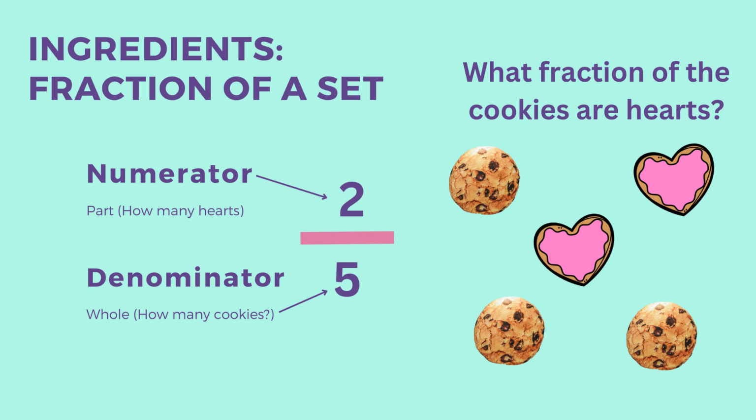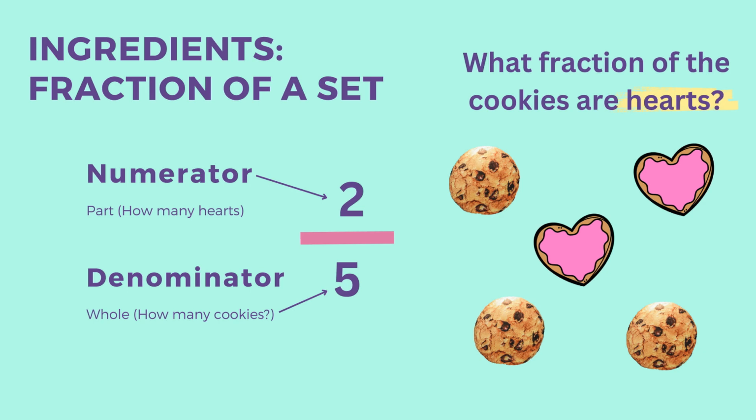The question states, what fraction of the cookies are shaped like a heart? Highlight the word heart in the question. You remember what the question is asking. I see 2 hearts, so that becomes our top number, which is called the numerator. Next, count how many cookies there are. There are 5 cookies. That goes on the bottom of the fraction bar because it's the denominator. 2/5 of the cookies are heart-shaped.